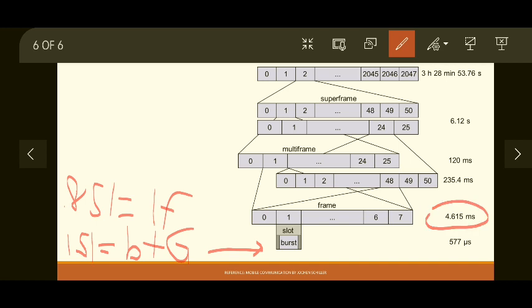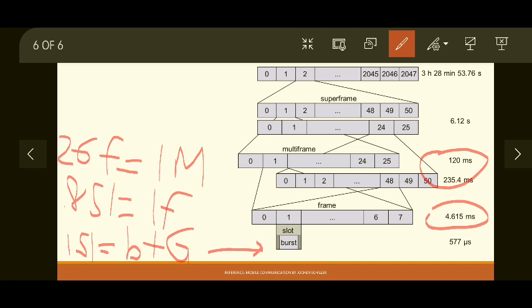Now in GSM, 26 frames are combined together to form one multi-frame. So the duration of one multi-frame is 120 milliseconds. This is 26 into 4.615 milliseconds; you can do that calculation, and you will get 120 milliseconds. 120 milliseconds is one multi-frame.